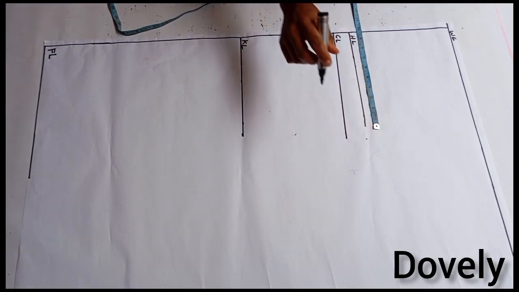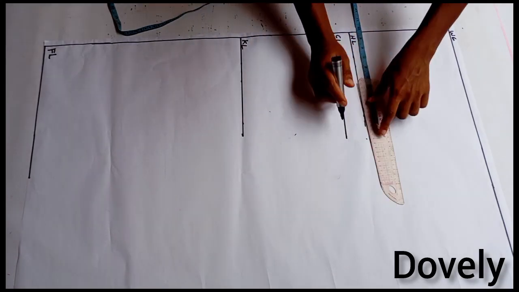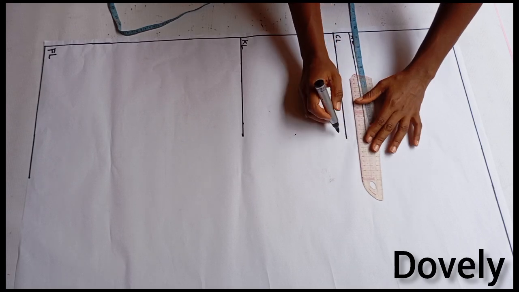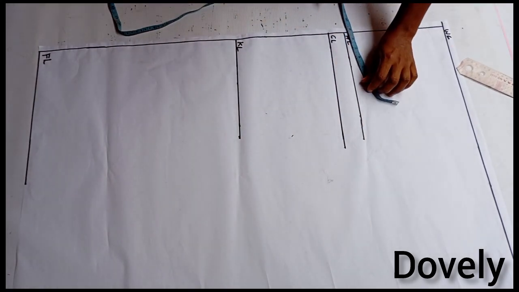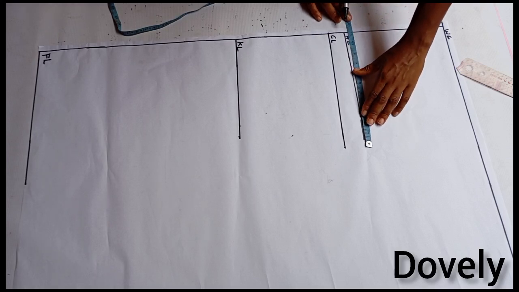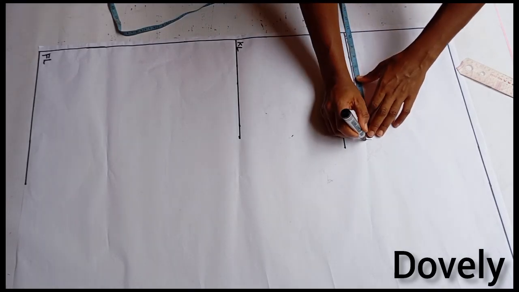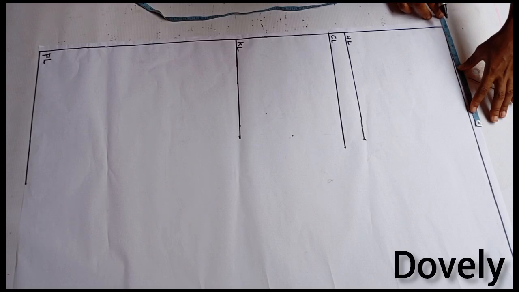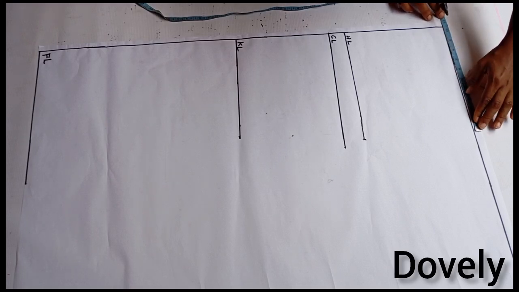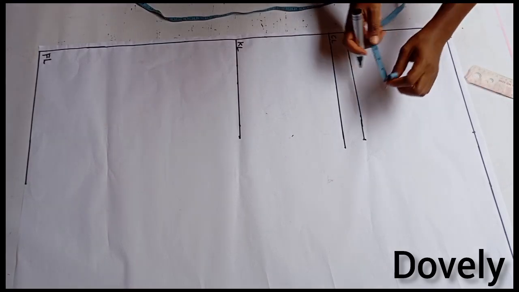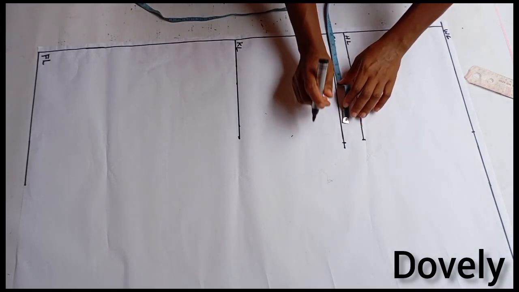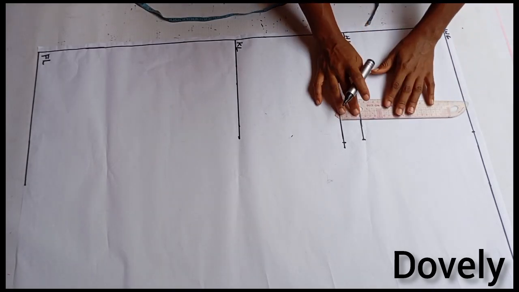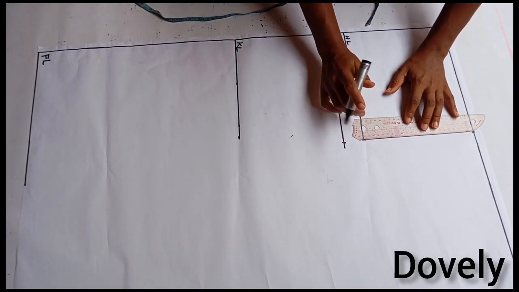So I'm going to extend this line and mark. Okay, so I'm going to mark 10.5 on my hip line, mark 10.5 on my waistline, then I'll also mark 10.5 on my crotch line. So I'm going to go ahead and square a line over there.